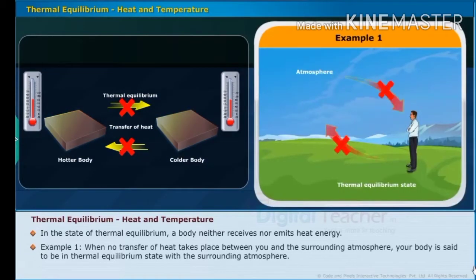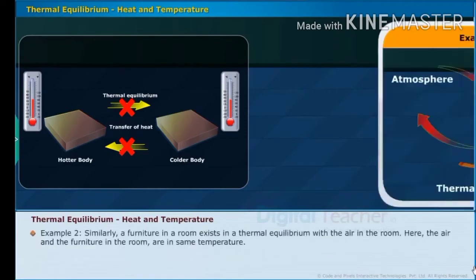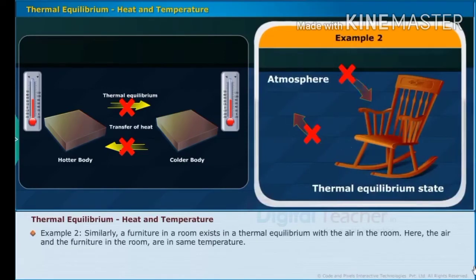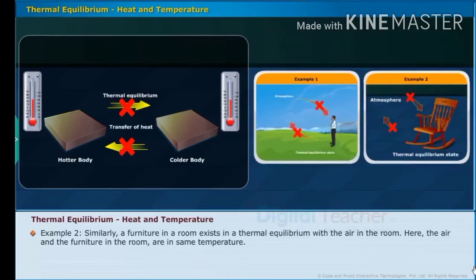Example 1. When no transfer of heat takes place between you and the surrounding atmosphere, your body is said to be in thermal equilibrium state with the surrounding atmosphere. Example 2. Similarly, a furniture in a room exists in a thermal equilibrium with the air in the room. Here the air and the furniture in the room are at the same temperature.